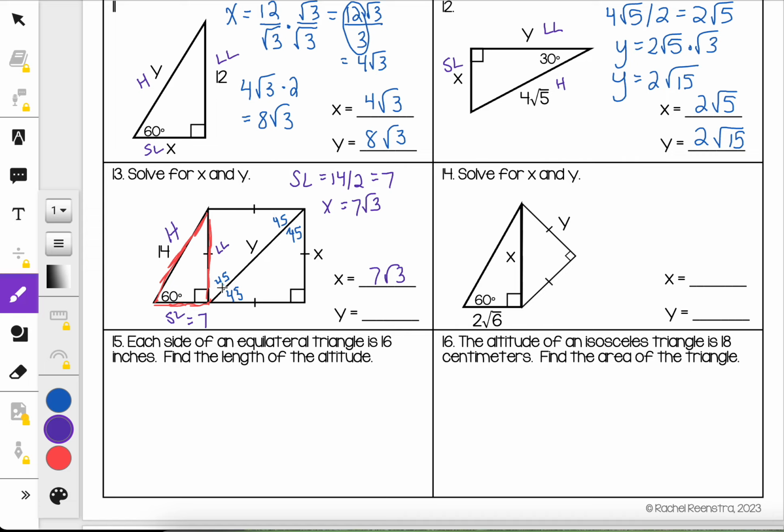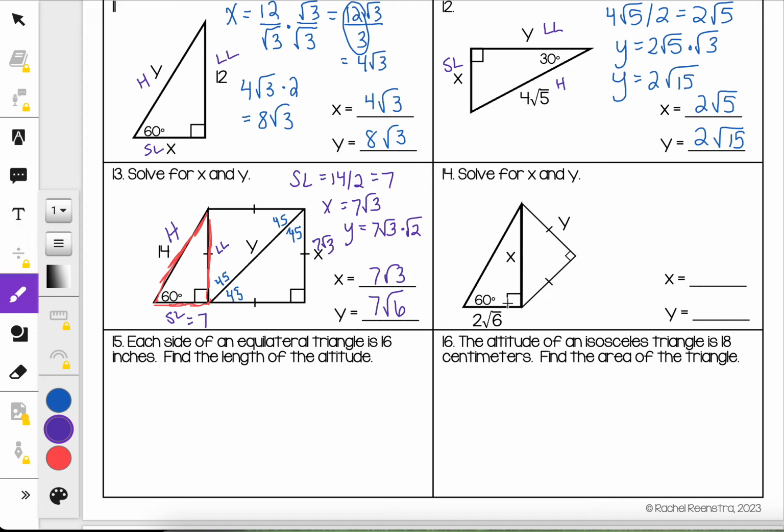And then to find the hypotenuse, so now I have 7 root 3 is the leg of my 45, 45, 90 triangle. I want to find the hypotenuse. So if you remember from that last video, we are going to take the leg and multiply by the square root of 2. So 7 root 3 times the square root of 2 is going to be 7 root 6.